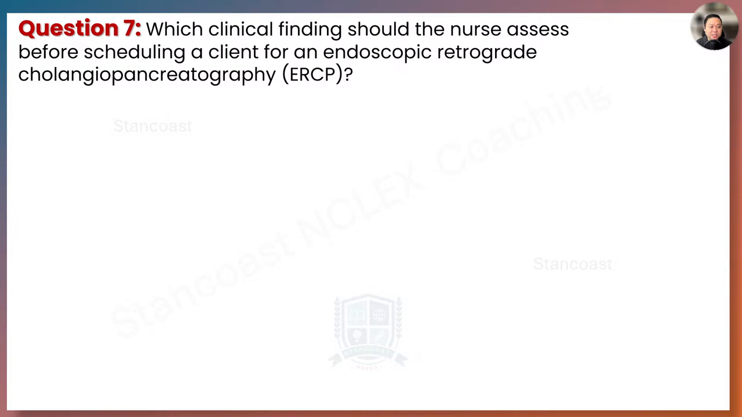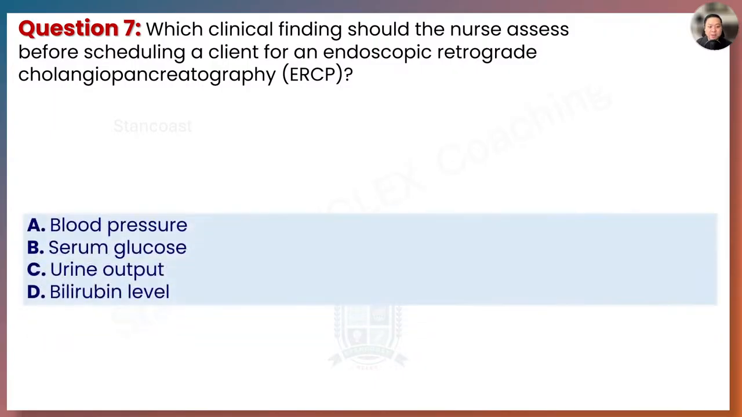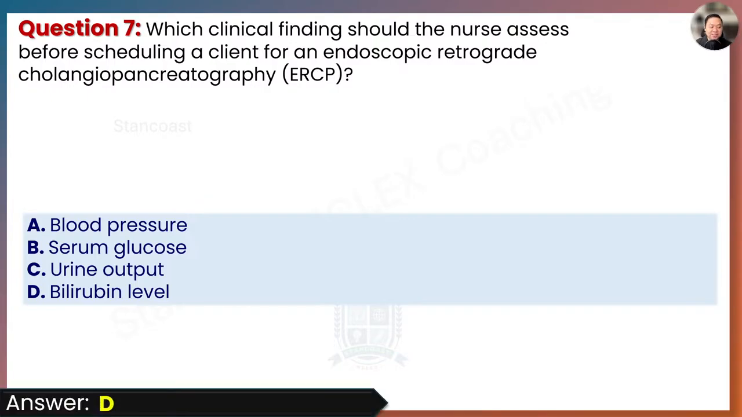Alrighty, let's have number 7. Which clinical finding should the nurse assess before scheduling a client for an endoscopic retrograde cholangiopancreatography or ERCP? Options: A, blood pressure, B, serum glucose, C, urine output, D, bilirubin level. The answer is letter D.